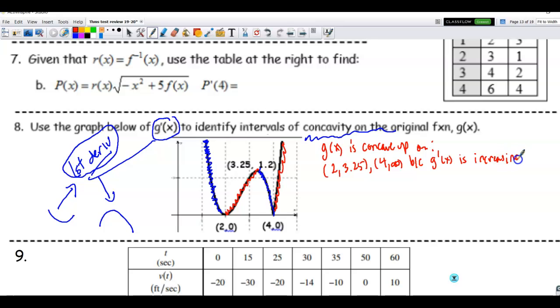Notice when I justify, I use the function that I'm given. Second statement: g original is concave down on negative infinity to 2, and concave down 3.25 to 4. Be careful, claim the x values, not the y values. 3.25 to 4 because the first derivative, g prime of x, is decreasing.